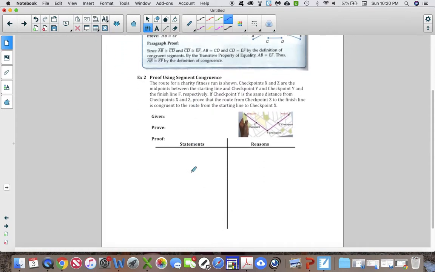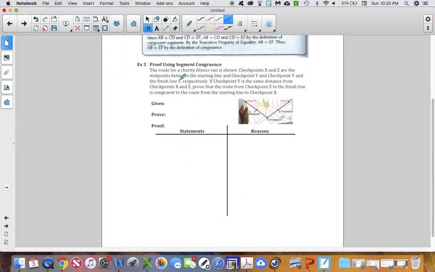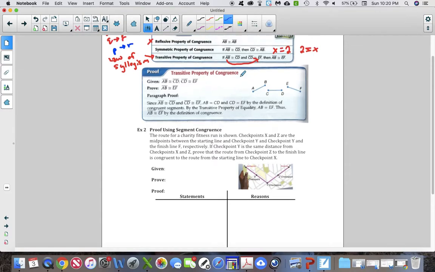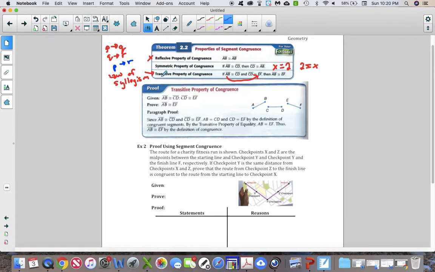Okay, so I'm going to go down to example 2, the route for a charity fitness run. Oh, this right here is just a proof of the transitive property. I'm not just feeding you a load of crap. The transitive property actually has been proven from some other postulates, and therefore is a theorem. The transitive property is legit, and this is why it works. I'm not going to go through that whole proof, though. Let's go down to example 2.